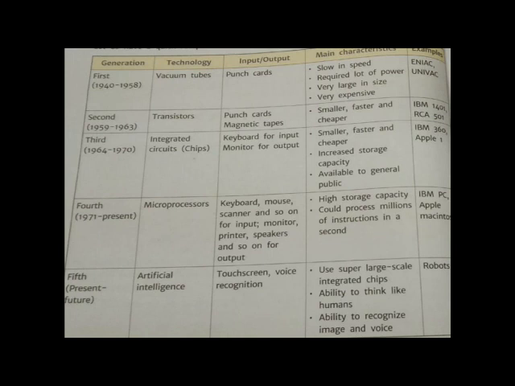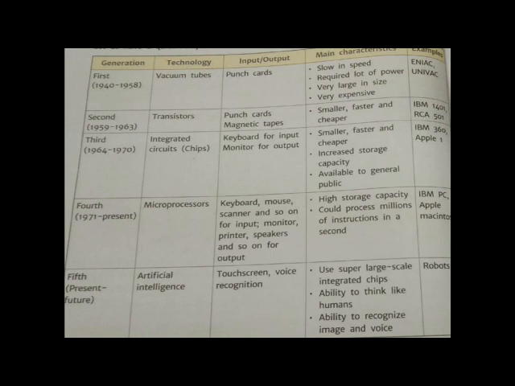What is artificial intelligence? It is a branch of computer science and it enables computers to think, behave and act like human.